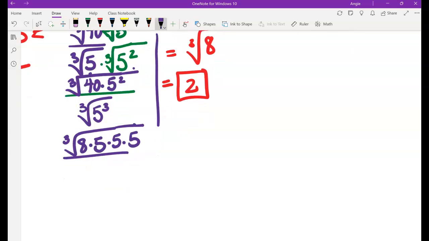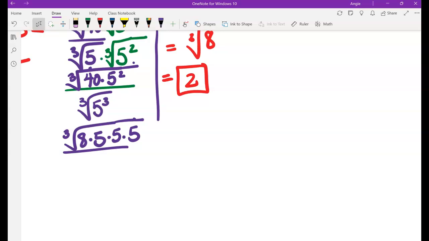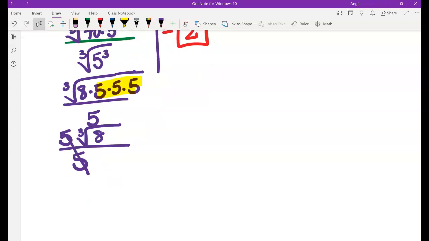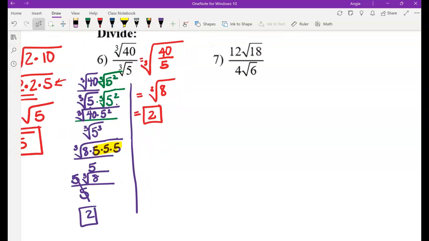On the bottom, we're going to simplify. Cube root of 5 to the third is just simply 5. On the numerator, we have three 5s. So three 5s can be simplified as an outside number now. And we have a cube root of 8. Well, this can be reduced. Cube root of 8 is going to be 2. So as you can see here, 2 different ways, and we are going to end up with the same exact answer.